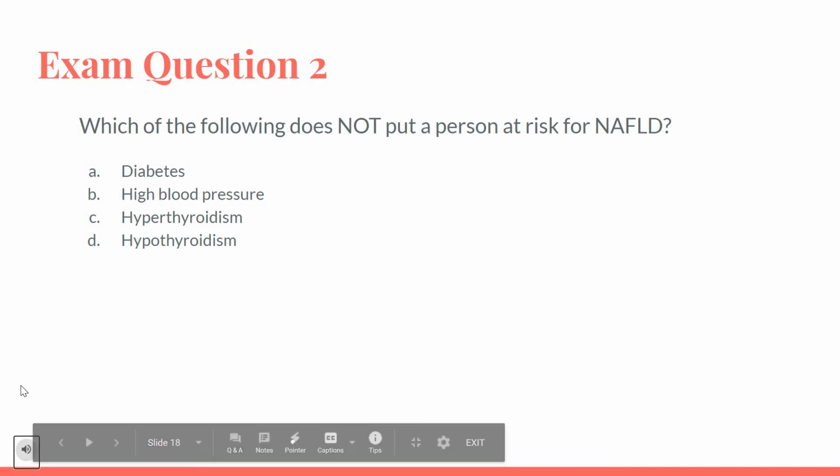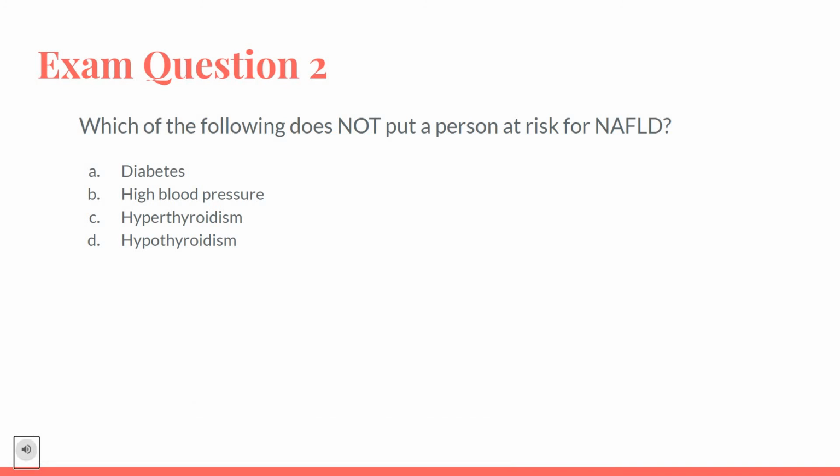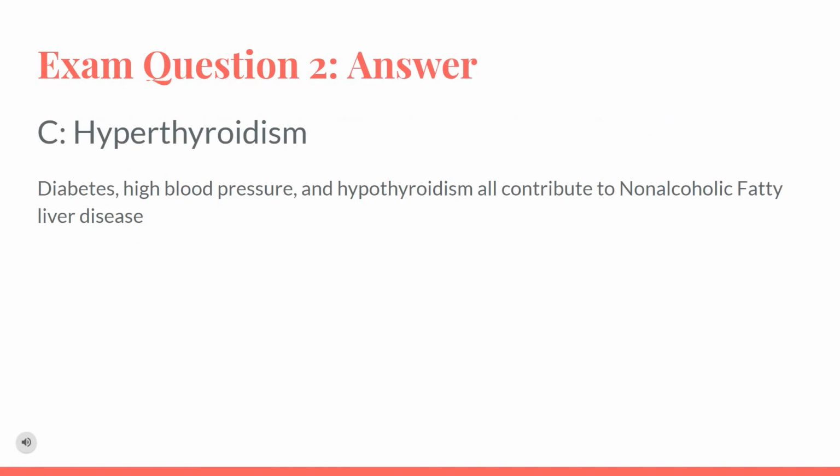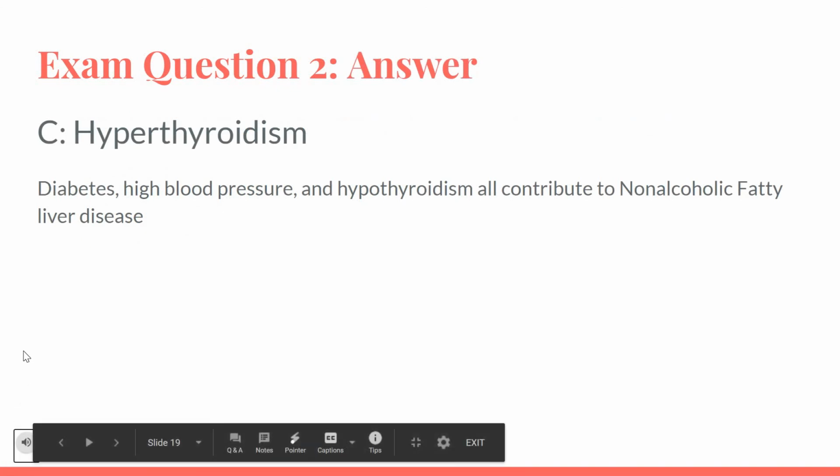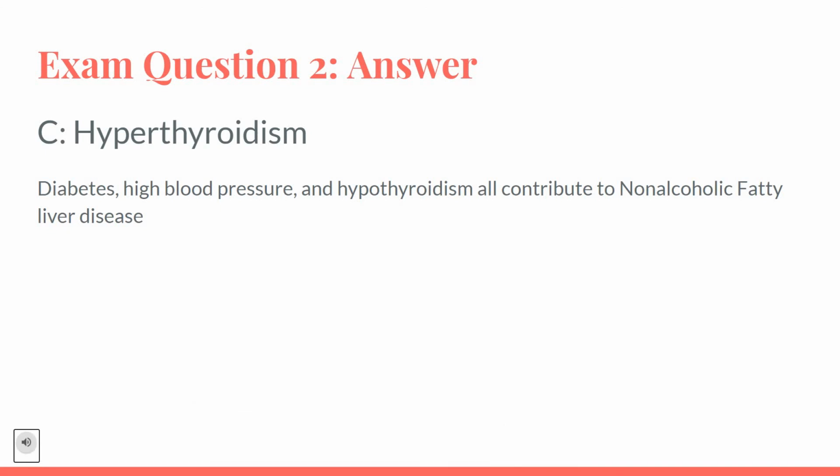Exam question 2. Which of the following does not put a person at risk for non-alcoholic fatty liver disease? A. Diabetes. B. High blood pressure. C. Hyperthyroidism. Or D. Hypothyroidism. The answer is C. Hyperthyroidism. Diabetes, high blood pressure, and hypothyroidism all contribute to non-alcoholic fatty liver disease, as we discussed at the beginning of the presentation.